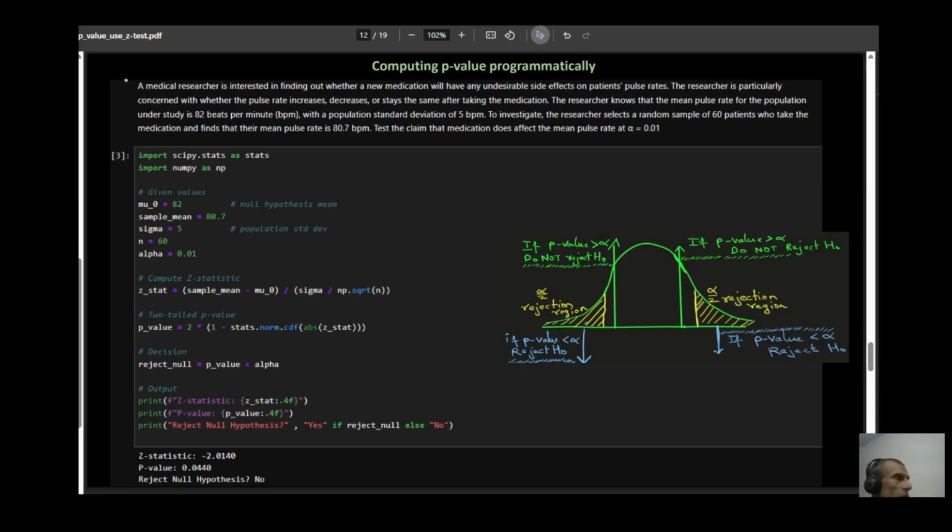I also did the same question using a computer program. So this is a Python program, and here I'm using the SciPy stats package, and I'm substituting all my values over here. I'm calculating my z-stat, calculating my p-value, and based on that, I'm making a decision whether to reject or not reject. In this case, I did not reject my null hypothesis.